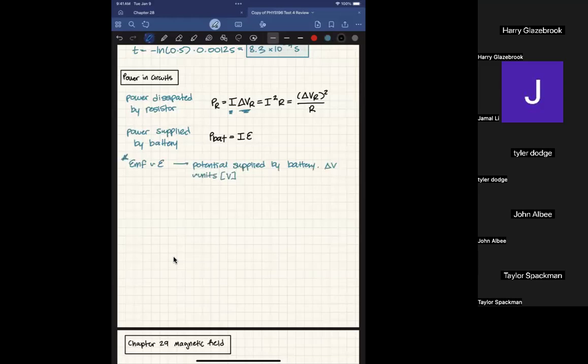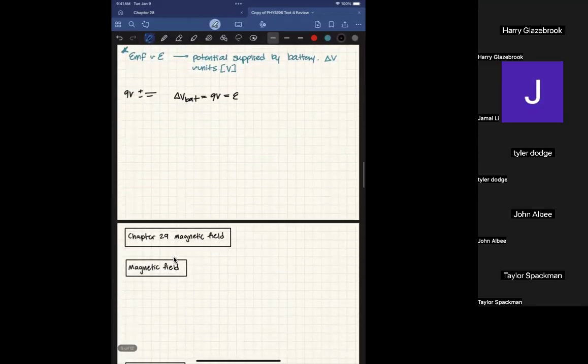So when we saw in the previous examples, we saw a battery and it had like 9 volts. That just means the potential difference supplied by the battery is 9 volts, and we call that the EMF. So it's just a name for the potential difference supplied by the battery. Don't let it confuse you. With that said, that's the end of chapter 28, and we'll move on to chapter 29 if no one has any questions.